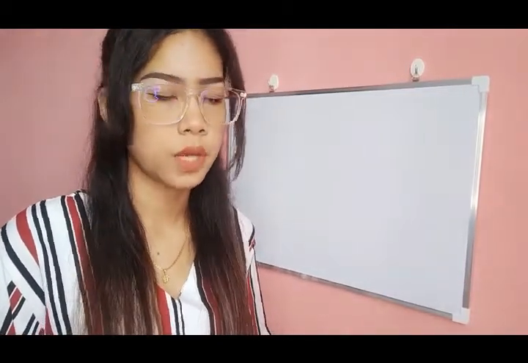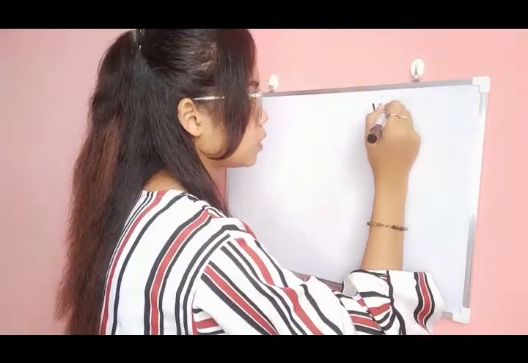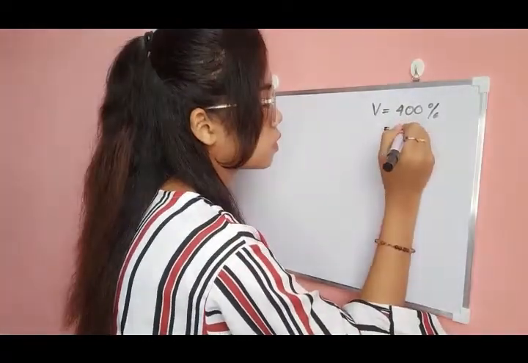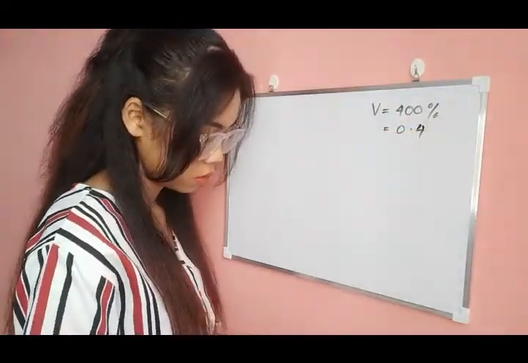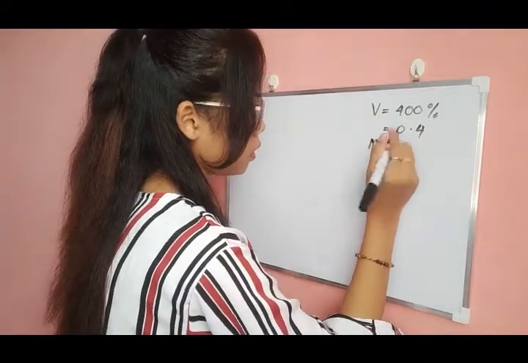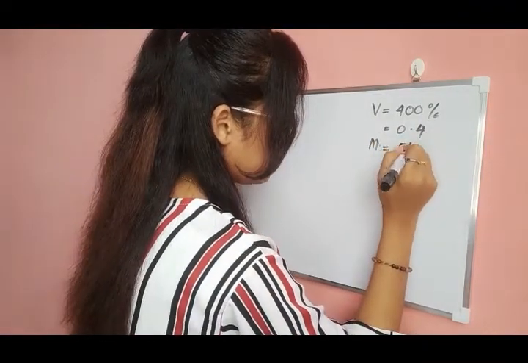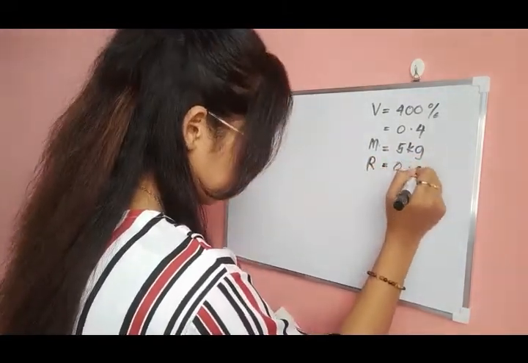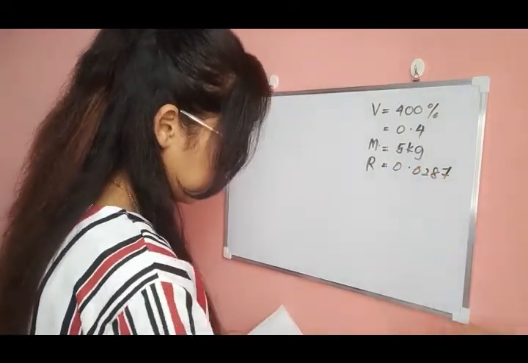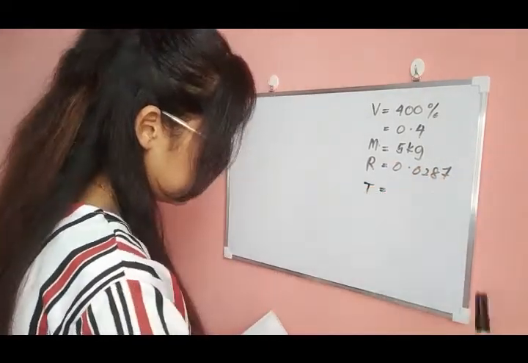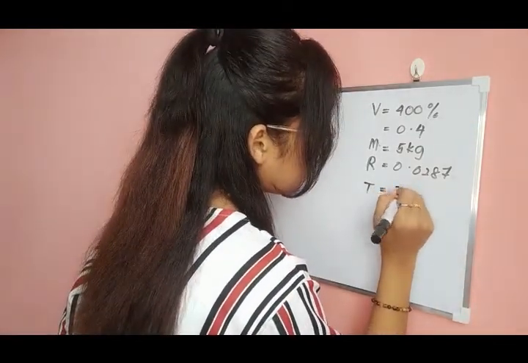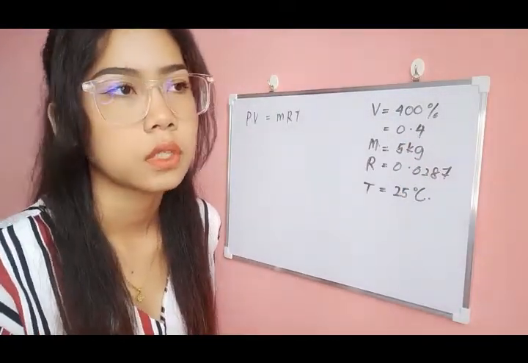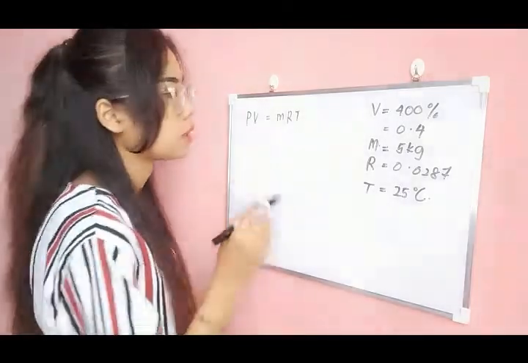Okay, so from the question we have V equals 400 liters, which is equal to 0.4 cubic meters. M equals 5 kilogram. R equals 0.0287, and T equals 25 degrees Celsius.